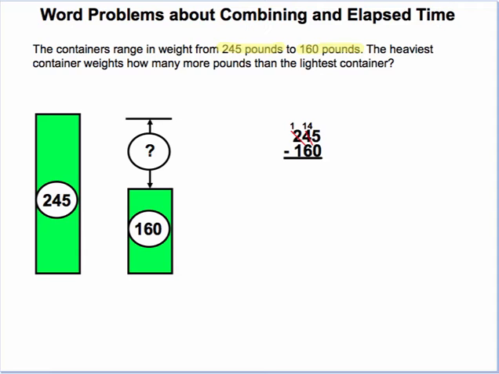5 minus 0 is 5, and 14 minus 6 is 8, so that gives me 85, and I need to use my label, and my label is pounds, and that can be abbreviated LBS. Pause the video and copy this down.